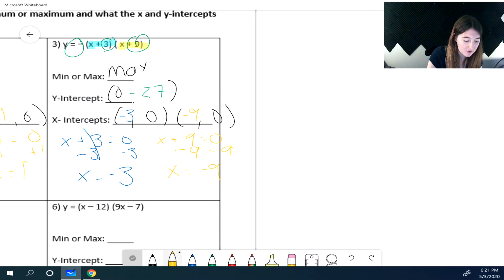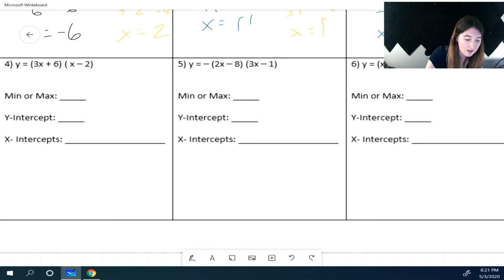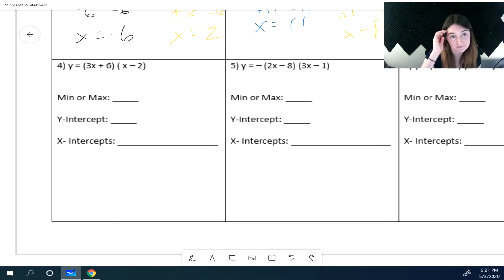Okay, let's look at number 4. Number 4, it starts to get tricky. Why is number 4 trickier? Because we have 3x plus 6 and x minus 2. So we have a coefficient as a part of our factors. That 3 is a coefficient, a number in front of our variable. But we can do this all the same.